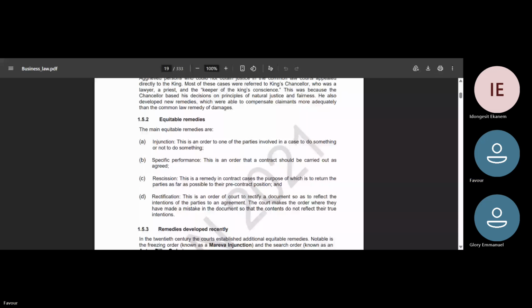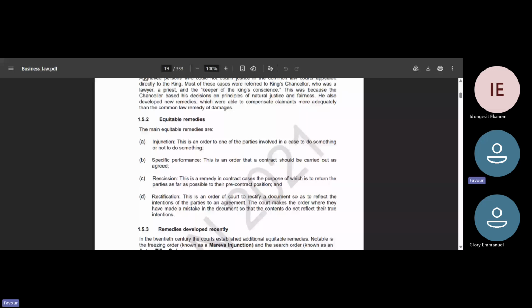It's just like saying me and someone have a contract together. In the contract, I promise to deliver, probably a service, right? And at the end of the day, I'm not delivering that service. Then this order is issued to me that I should deliver on the service as promised. It's just like saying the person should fulfill what has been promised. Then the next is rescission.